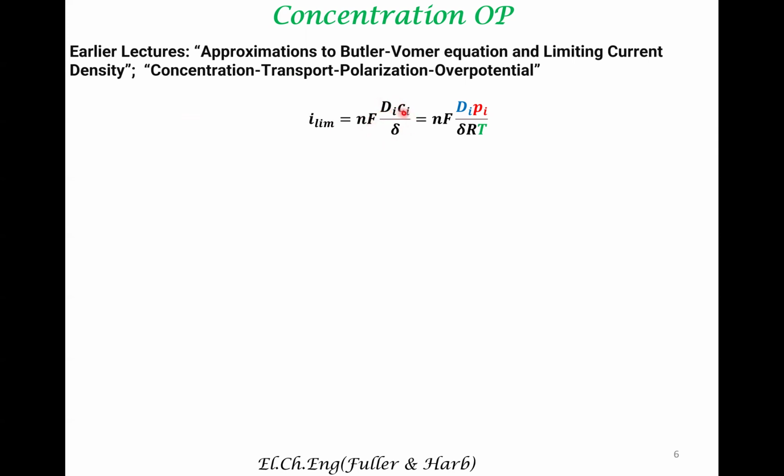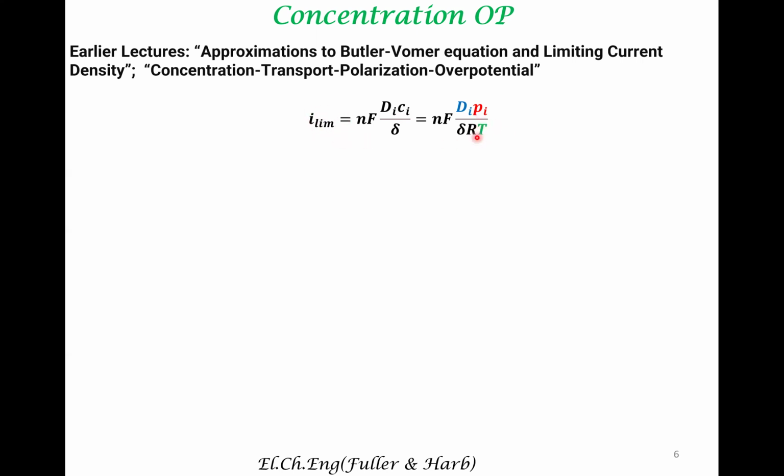This is the diffusion coefficient, the concentration of the relevant species. This is the mass transfer boundary layer thickness. Because you have a gas phase reactant, concentration can be converted in terms of pressure, and you get this form. So what you want to do is to increase the limiting current density. So let's see the functional form of the limiting current density.